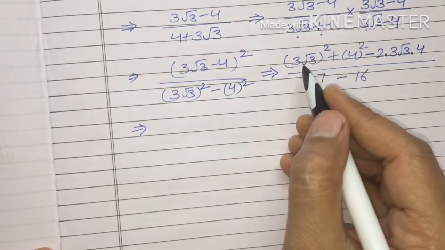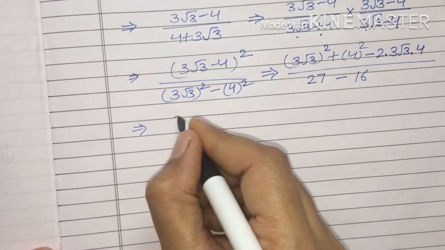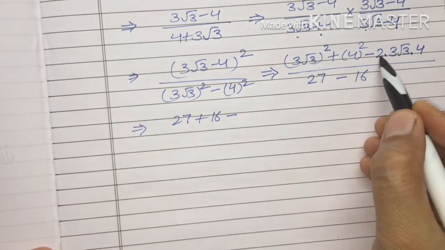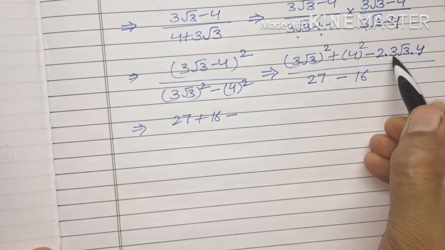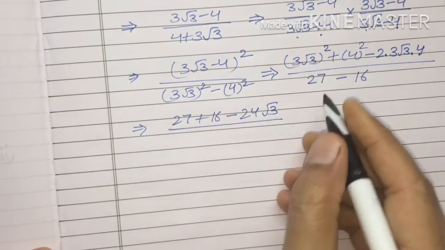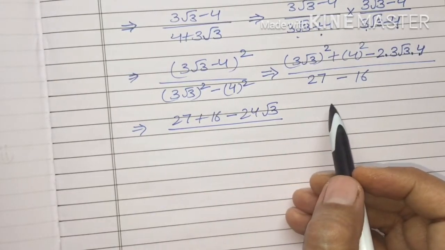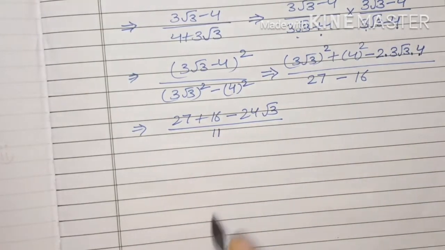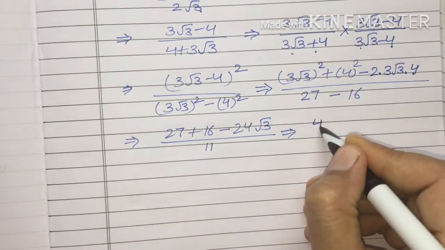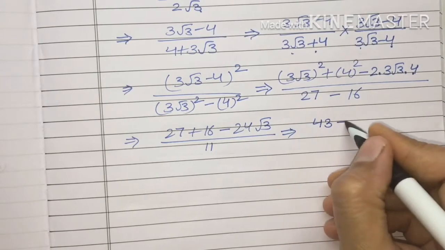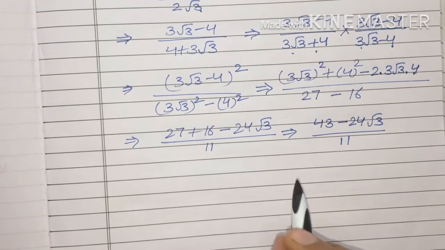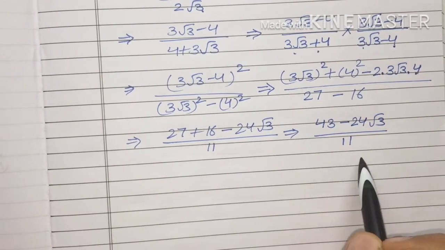3 root 3 square of that, the same thing, 27 plus 16 minus 2 4s are 8, 8 3s are 24 root 3 upon 27 minus 16, 11 is there, 27 plus 16. So it will be 43 minus 24 root 3 upon 11. This is the answer for the fourth part.